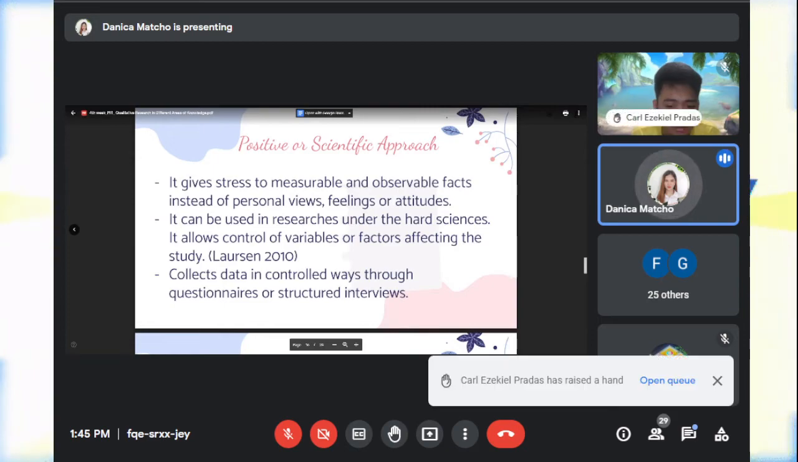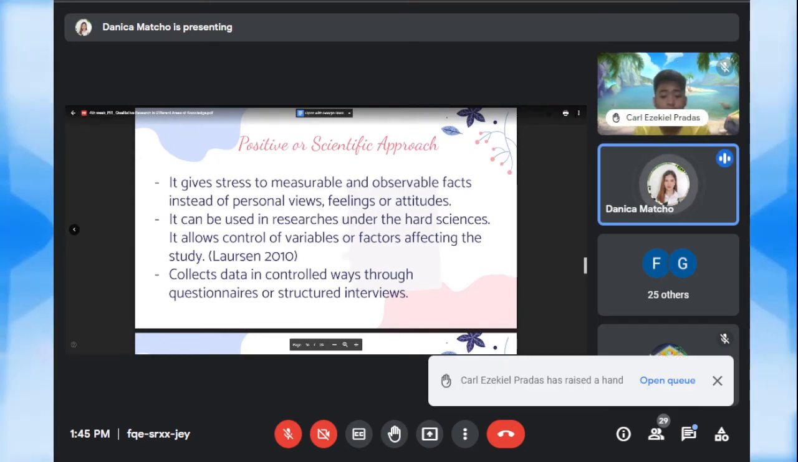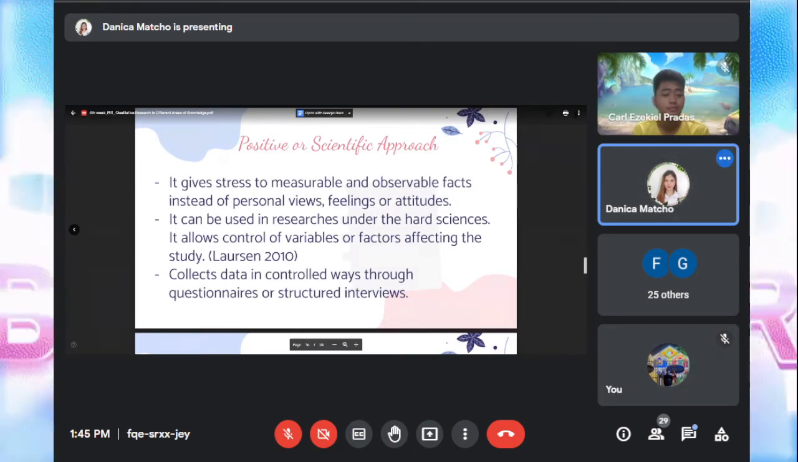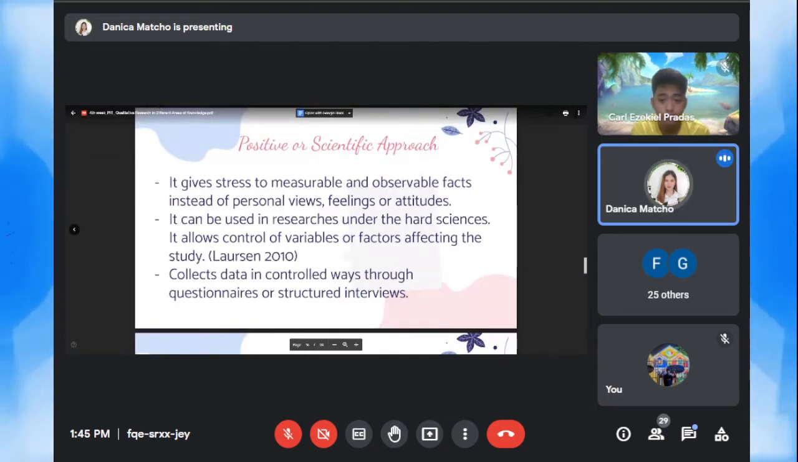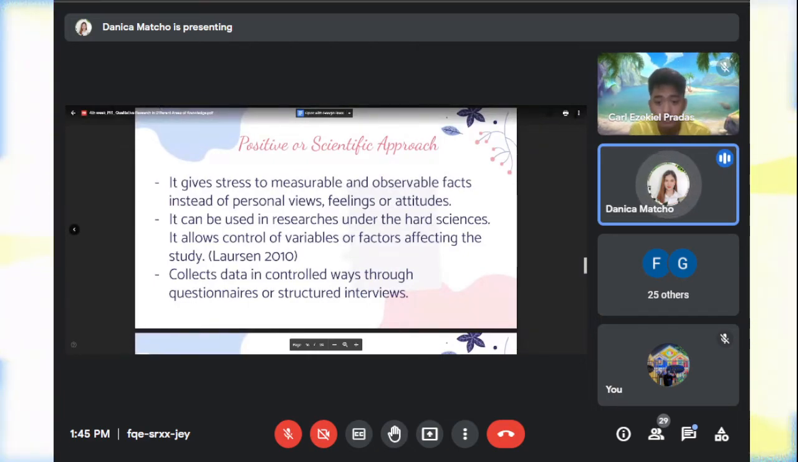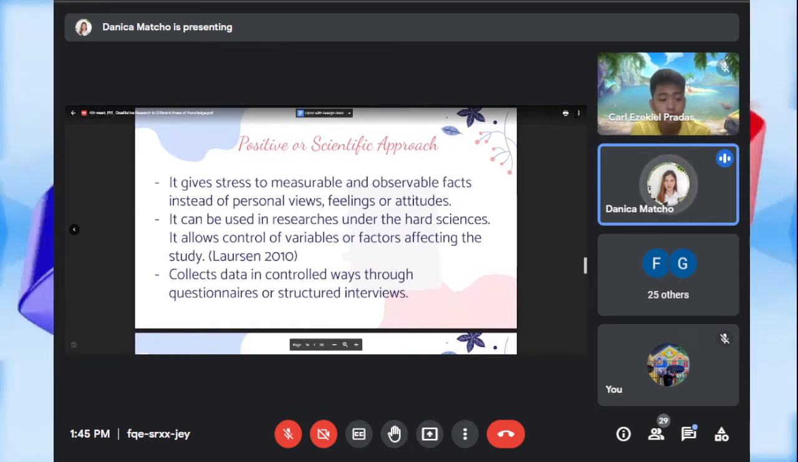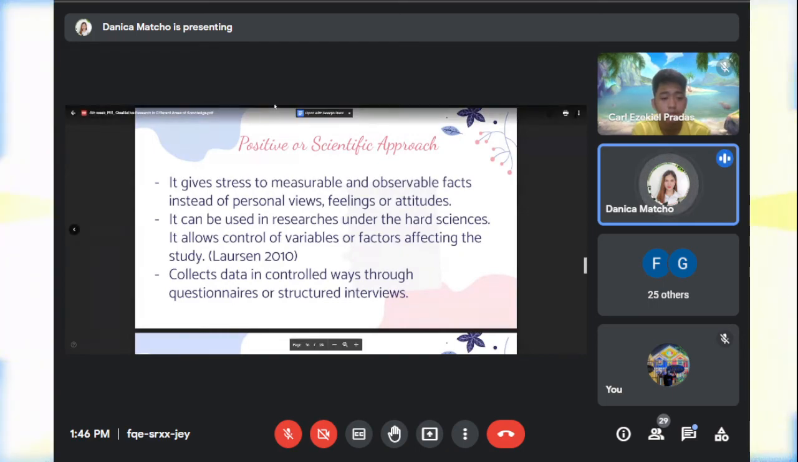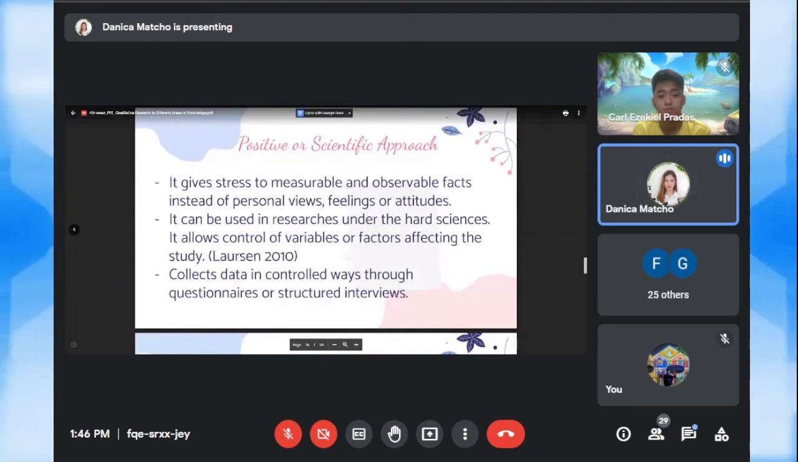If you're going to analyze the definition of the positive or scientific approach here, it looks like the definition that we have on hard sciences, right? That they are both dealing with measurable and observable facts instead of personal views, feelings, or attitudes. The reason for that, guys, is that positive or scientific approach is usually used on hard sciences.